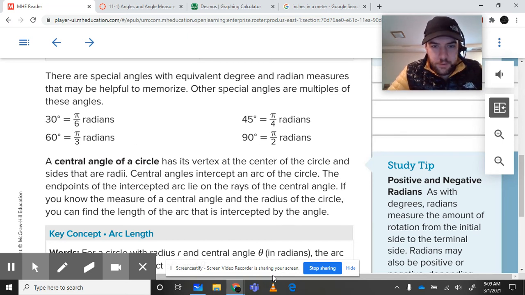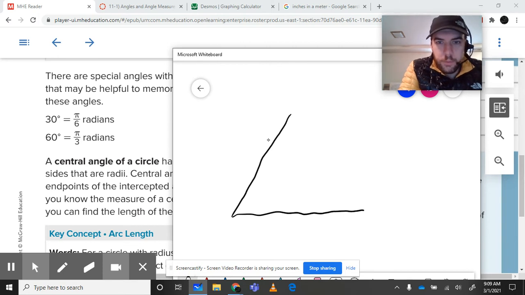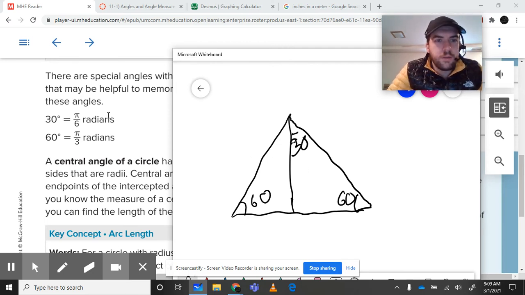Now, if you haven't seen geometry for a little while, 30 and 60 are important because they are what you get when you split an equilateral triangle in half. If you have an equilateral triangle where all three angles are the same and all three side lengths are the same, when you cut that in half, you end up with 30, 60, 90. We call this a special right triangle, the 30, 60, 90 triangle.